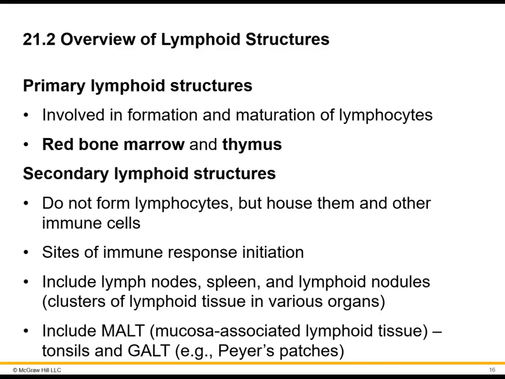These are clusters of lymphoid tissue in various organs. And they're going to include MALT. This is the mucosa-associated lymphoid tissue. And this is going to be things like tonsils and GALT, or gut-associated lymphoid tissue, such as the Peyer's patches.